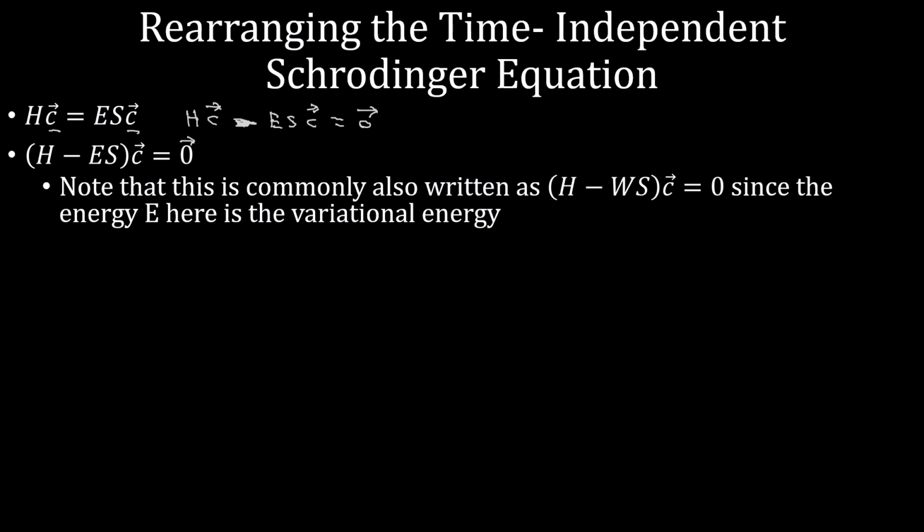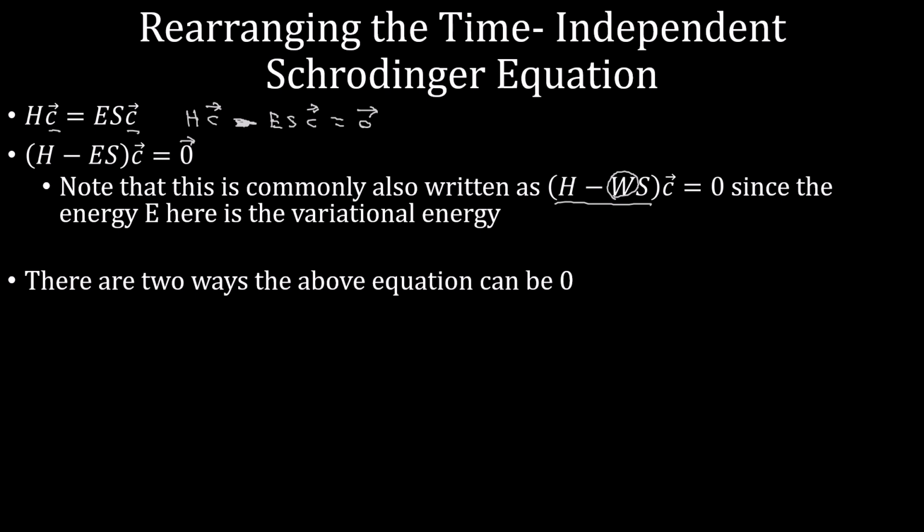And note that sometimes you may see this instead as H minus WS instead of H minus ES. That's because the energies we're computing here are with the variational theorem, and sometimes we use W for the variational energy. But again, to avoid confusion, this W here is the same as the E and just represents our energy.